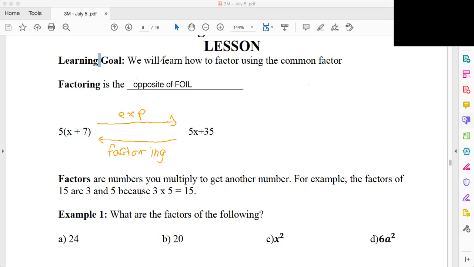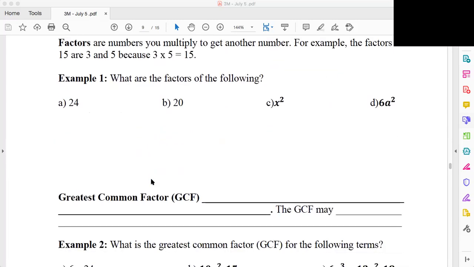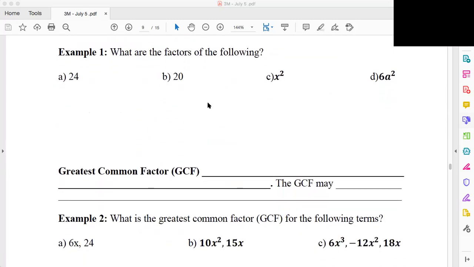If we look at our other example, I'm going to erase this. So we've got example 1 here for you guys. What are the factors of the following? We've got Molson in the background here who's going to make a ton of noise for us.